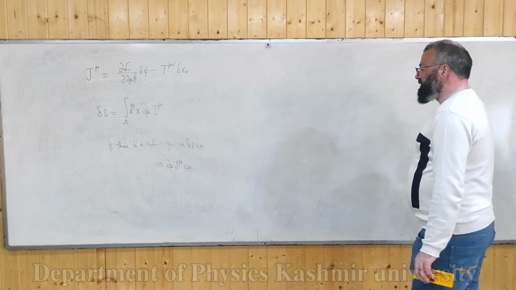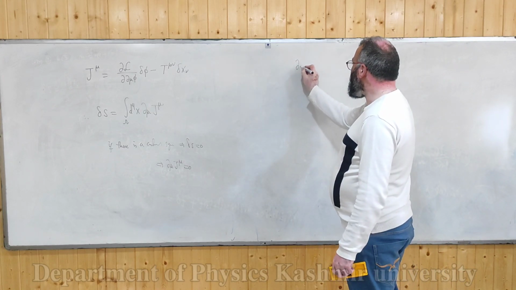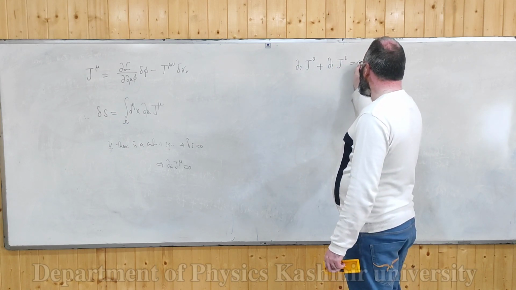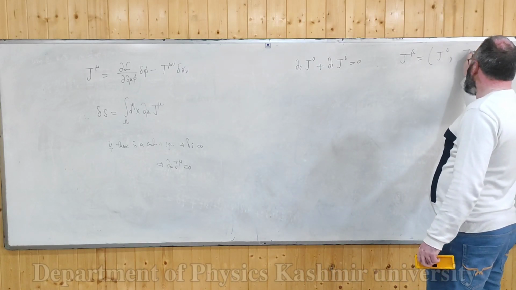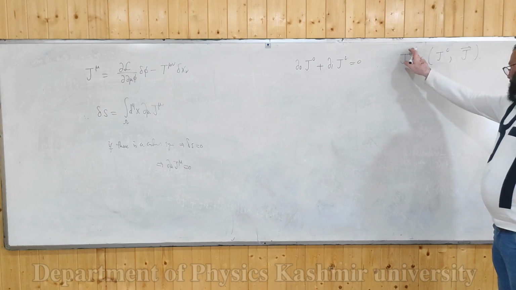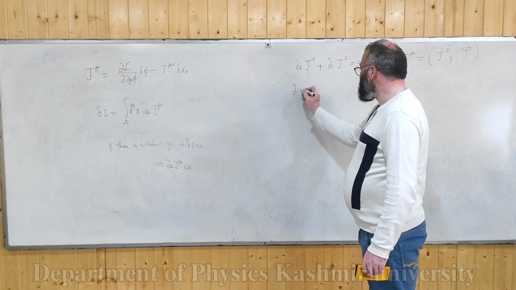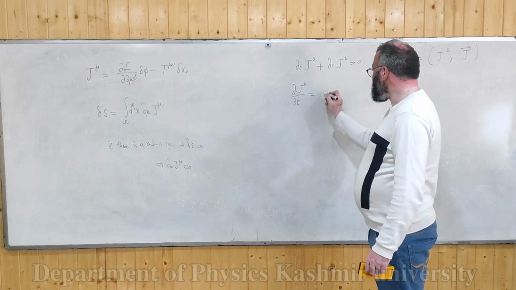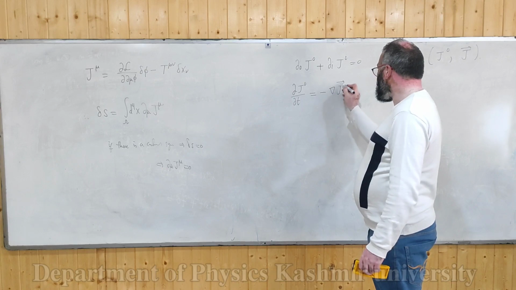So let's rewrite it. I can write it as partial 0 j0 plus partial i ji is equal to 0, where I have defined j mu as j0 and vector j. So what is this equal to? It's simply partial j0 by partial t, which is equal to, anybody? Minus del dot j. Clear?